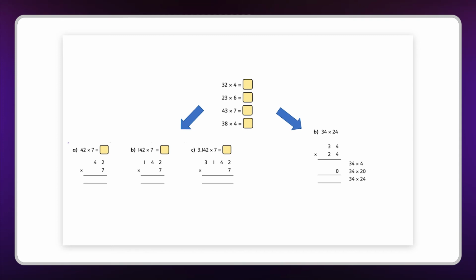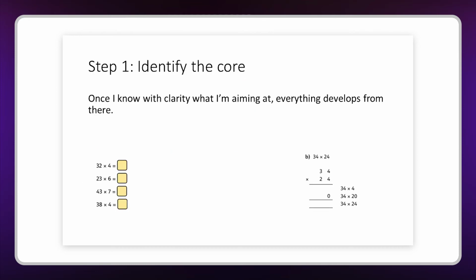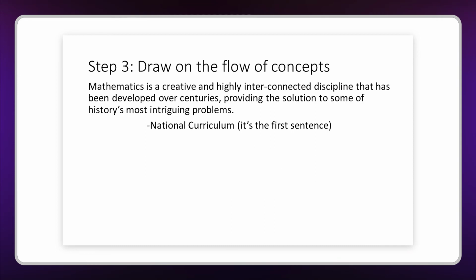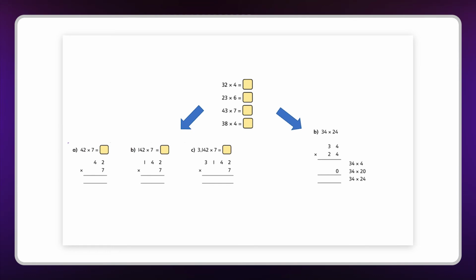So there's my thinking. I'm just going to go back through those. Step 1 is identify the core. Step 2, identify the number challenges that are going to prevent the children from being able to access that core. Very often it means pre-teaching or presenting some of the number bonds or times tables. And step 3 is to have clear in my head how these concepts flow into one another. And so we had that there.